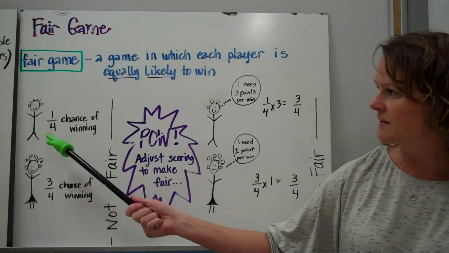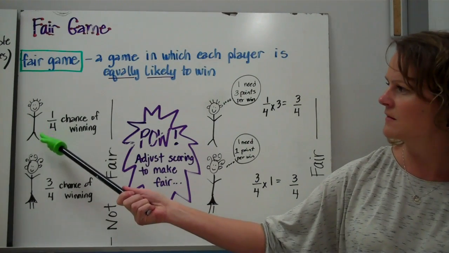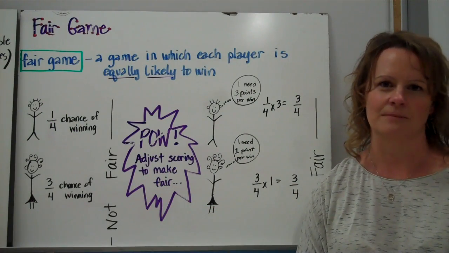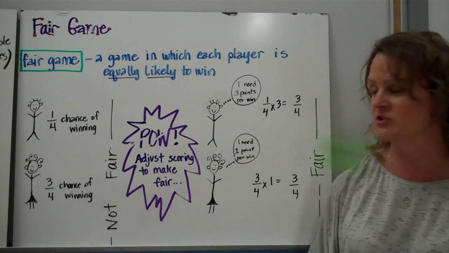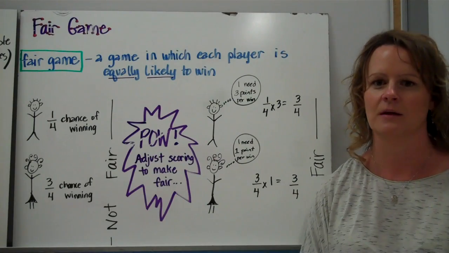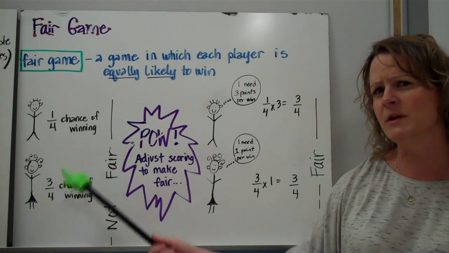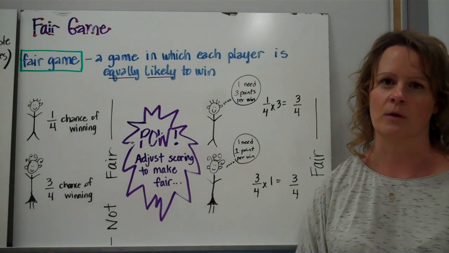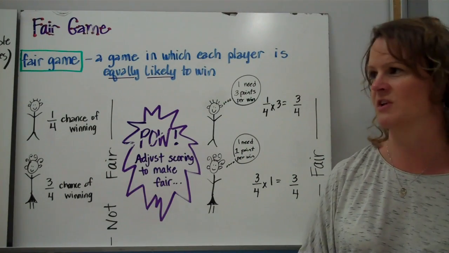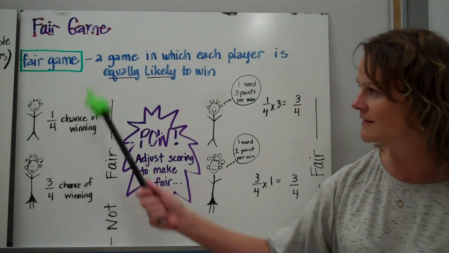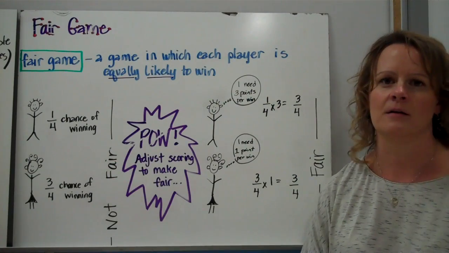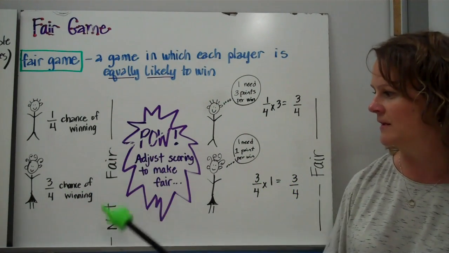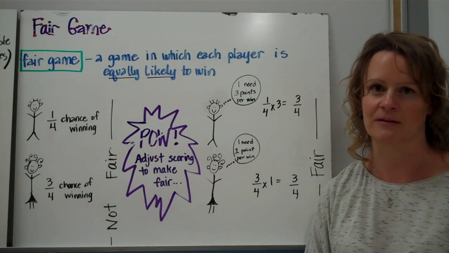So for example, in this diagram, you can see this boy, we're going to call him Joe. Joe has a 1 in 4 chance of winning. And this is Jane here, and she has a 3 in 4 chance of winning. So obviously Jane, with a 3 in 4, a 75% chance of winning, has a greater chance of winning than Joe with a 1 in 4, a 25% chance of winning. So obviously we can see that that game is not fair. And it doesn't matter what game we're talking about. All we need to know is that the probability shows that the game currently is not fair.